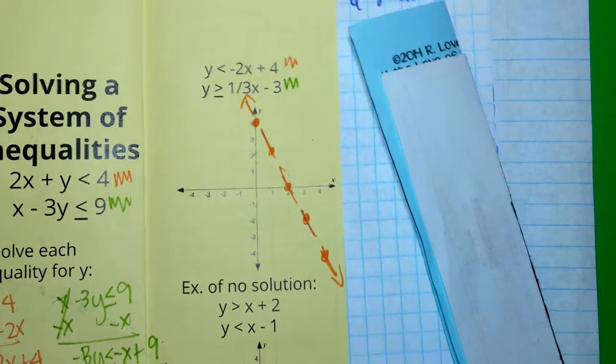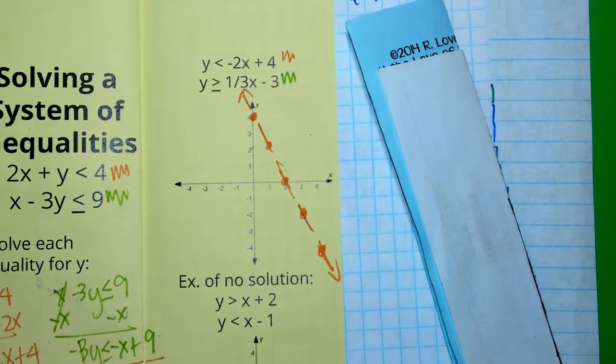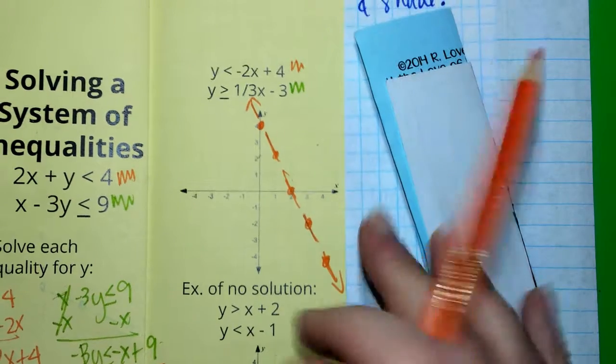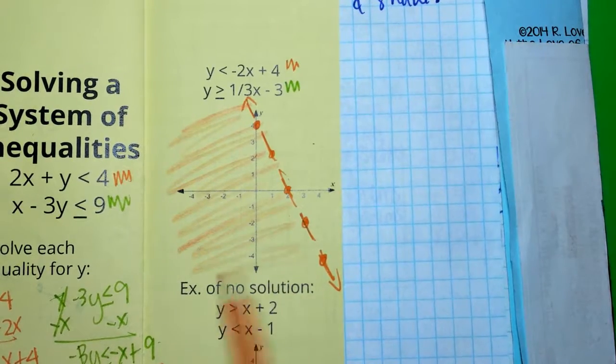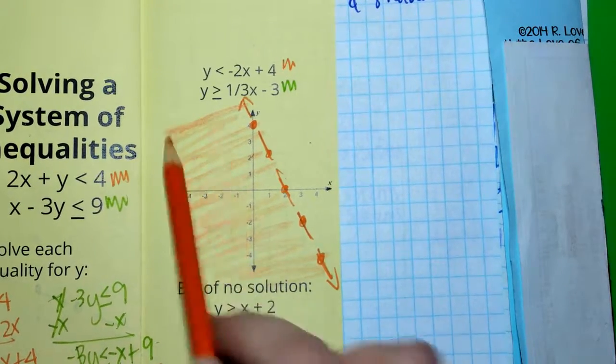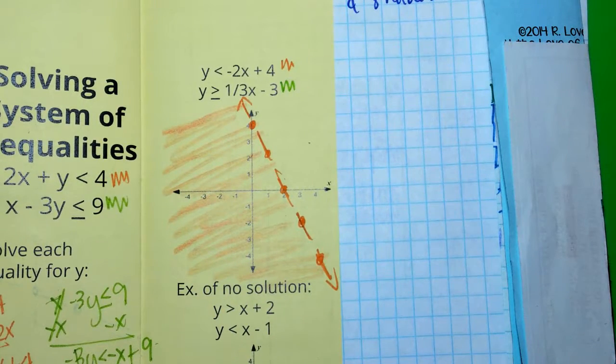Do we shade above or below? You shade below. Why? Because it's less than. Fantastic. Okay. All right, now please shade lightly. Don't go crazy if you're using a marker. Do you see how I shaded, Mitchell? Yes, shade below because it's less than.